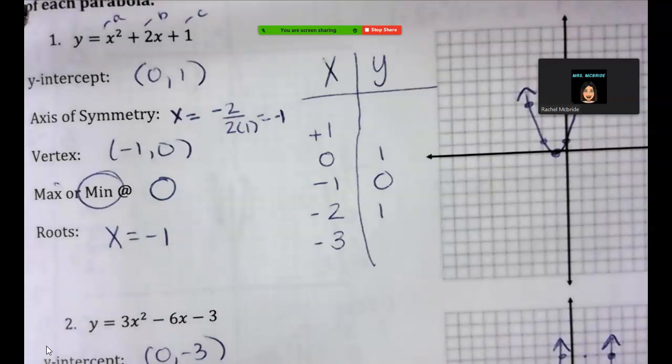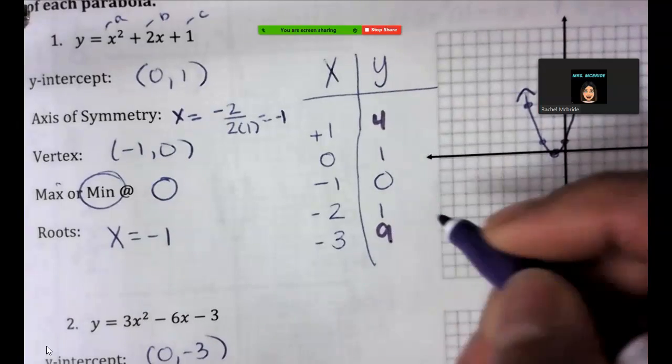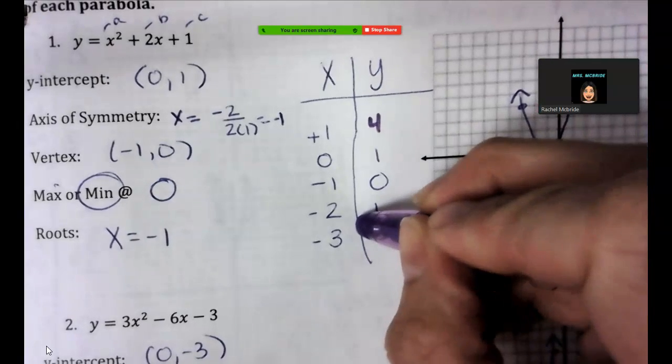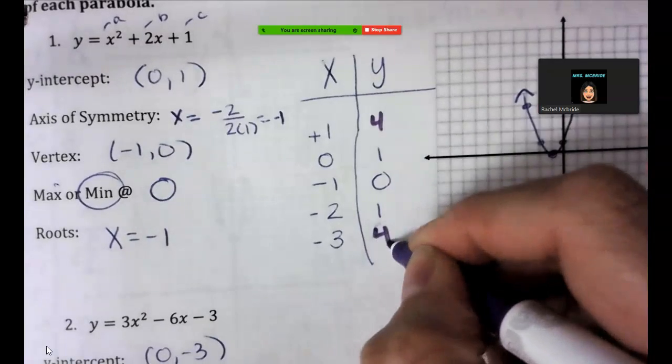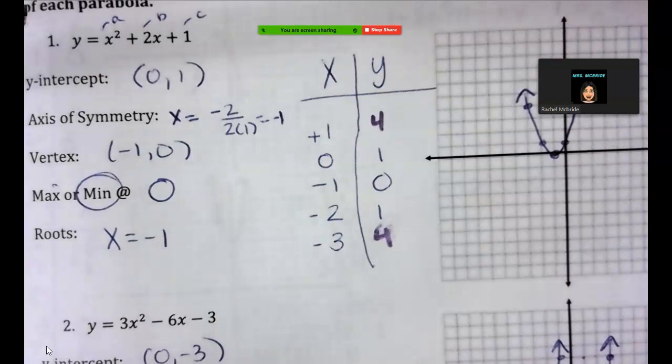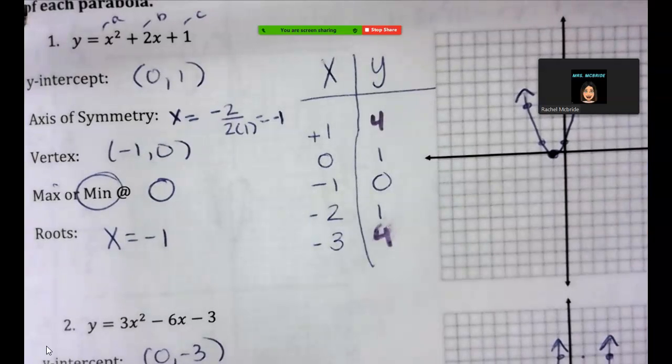In your table, you have -1, 0, 0, 1, -2, 1, and then that pattern would continue. It would be at 1, 4, and -3, 4, and so on and so forth. It would then jump to 9, etc. So, you would plot your points. Again, I am really looking for the roots this time, but that doesn't mean that we're not focusing on other parts of the problem as well.